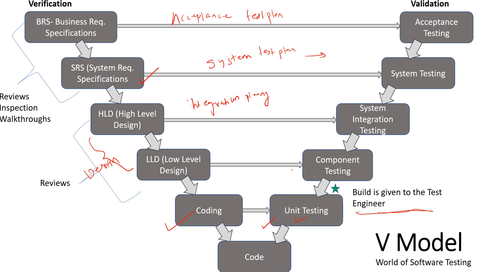Once they get the build from the developer side, they will first start the component testing. For the component testing, they will take the input from the low level design. The component testing is performed on each individual component separately without integrating with other components. Let's say, for example, the application has several modules and they have different dependencies and some integration. In component testing, we as testers need to test all those modules separately without integrating with the other components.